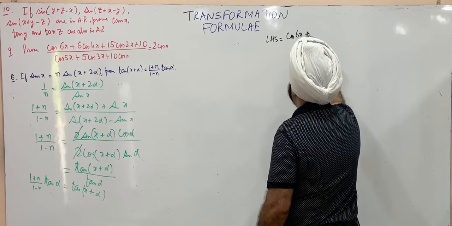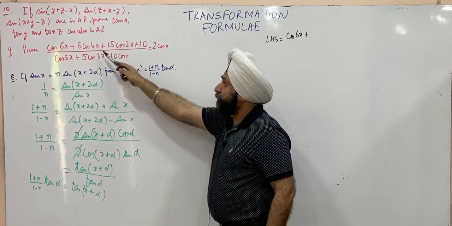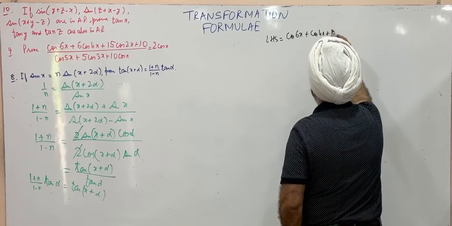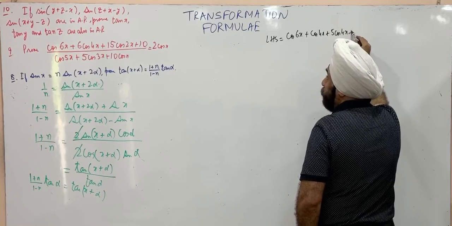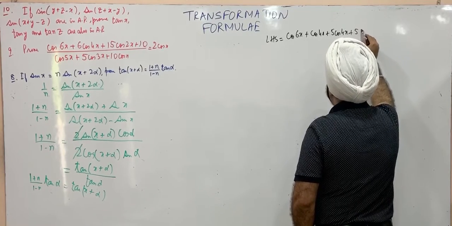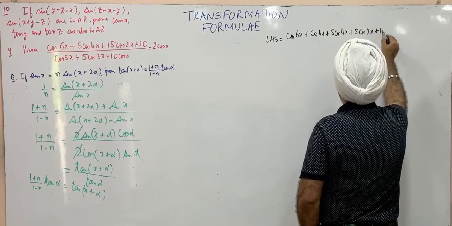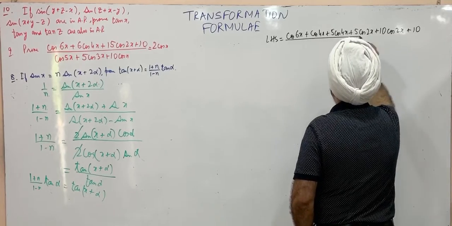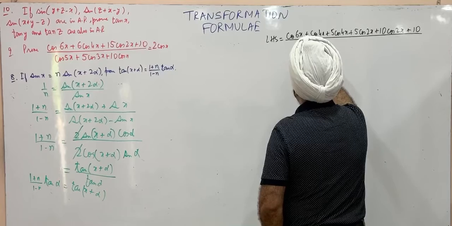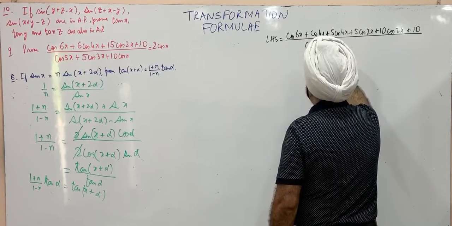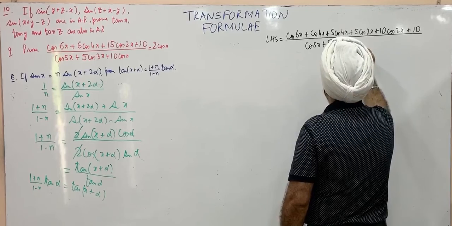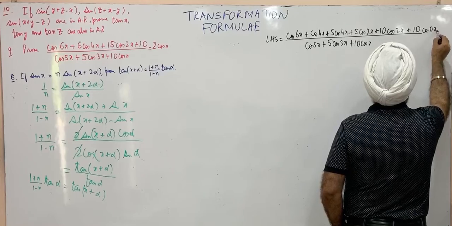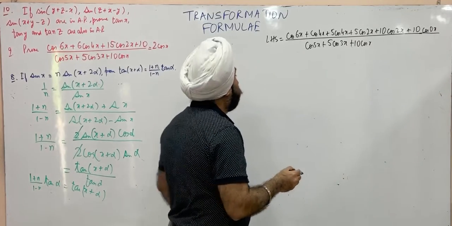Cos of 6x, so 6 cos of 4x will be written as cos of 4x plus 5 cos of 4x. Then 15 cos of 2x is 5 cos of 2x plus 10 cos of 2x, and plus 10. This is upon cos of 5x plus 5 cos of 3x and plus 10 cos of x. So we write 10 as 10 cos of 0x.